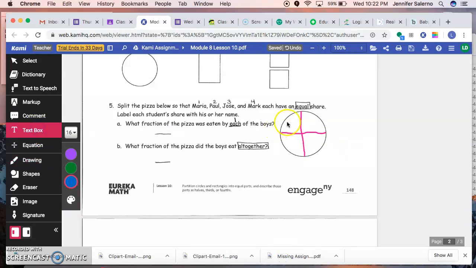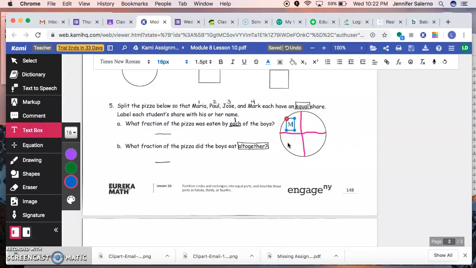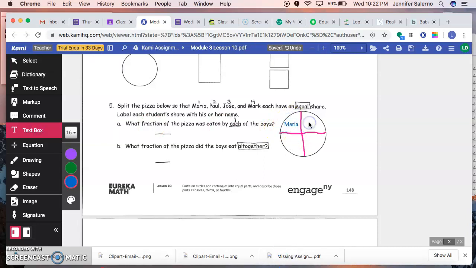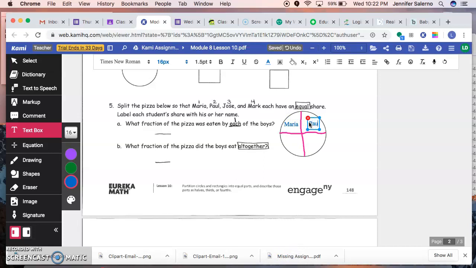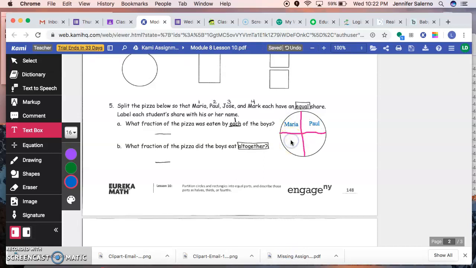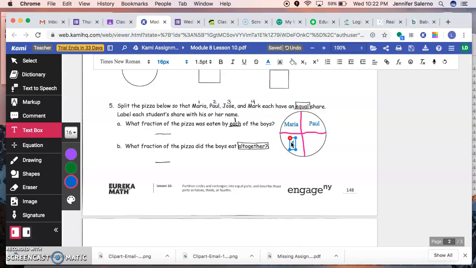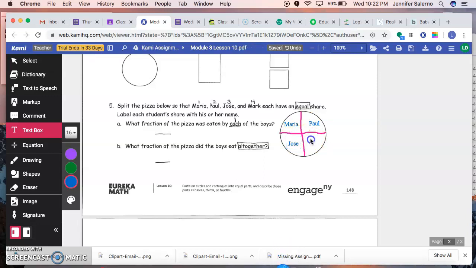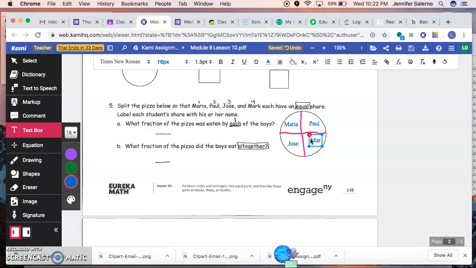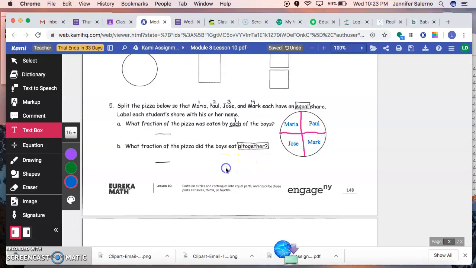Then all we're going to have to do, and I'm just going to do it right here, is write their names. So Maria gets that piece. Paul is going to get this piece. Jose is going to get this piece. And Mark is going to get the last piece. And again, they're all equal, so no one's arguing. So that's what we had to do here.